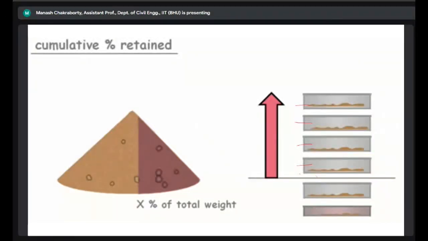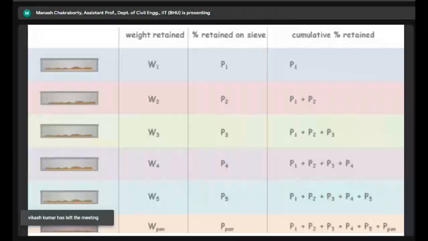What I can understand is that whatever sample I have taken, if that is 100%, and the percentage of soil that is retained up to this sieve is, let's say, 30%, that means 70% has actually passed through this sieve, right? So 70% is the percent finer for this particular sieve number, right?